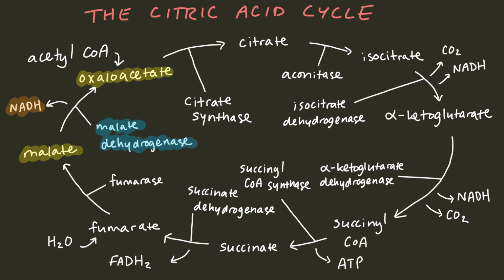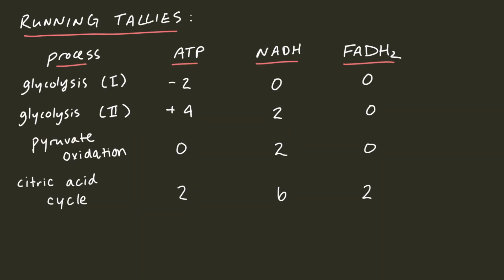In the last step, malate is converted back to oxaloacetate with the help of malate dehydrogenase, generating an NADH in the process. This oxaloacetate can then combine with another acetyl-CoA, hence why this is a cycle. To summarize, in a single cycle, we've created 3 NADHs, 1 FADH2, 1 ATP, and 2 carbon dioxides.